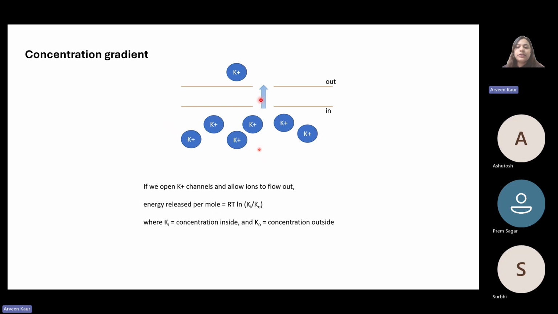So now look at it in the actual context of the plasma membrane. This is the intracellular side of the plasma membrane, and this is the extracellular side. What it says is if we open the potassium channels and allow ions to flow outside, the energy that will be released per mole, based upon the Nernst equation we'll learn later, is RT natural log of Ki by Ko. Where Ki is the concentration of potassium inside and Ko is the concentration of potassium outside, right?